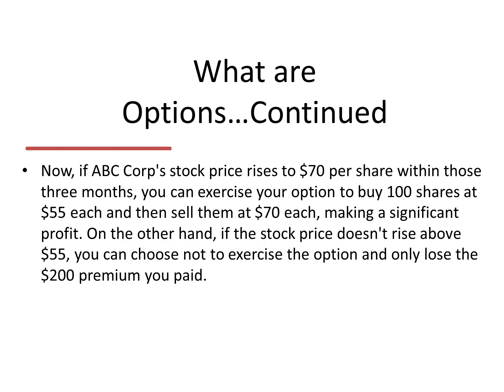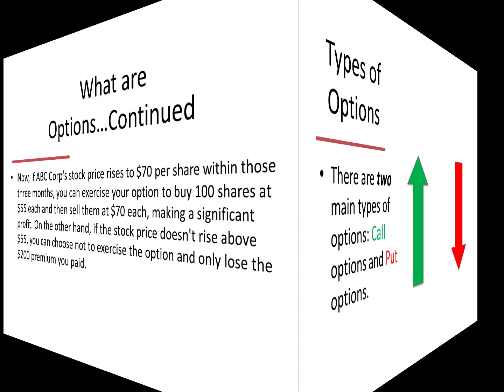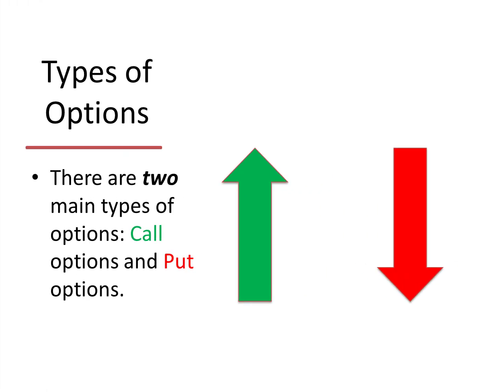Now, if ABC Corp's stock price rises to $70 per share within those 3 months, you can exercise your option to buy 100 shares at $55 each and then sell them at $70 each, making a significant profit. On the other hand, if the stock price doesn't rise above $55, you can choose not to exercise the option and only lose the $200 premium you paid. This flexibility is what makes options a powerful tool in the financial markets. There are two main types of options: call options and put options. Each type serves a different purpose and offers unique opportunities for traders.